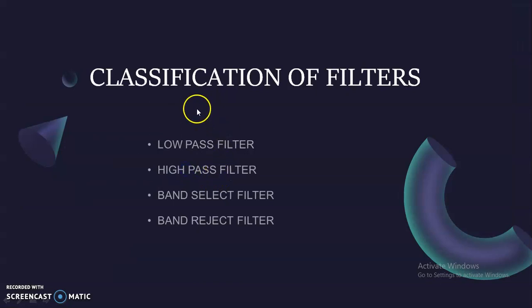So filters can, in general, be classified into four broad categories, which are the low pass filter, high pass filter, band select filter, and band reject filter.